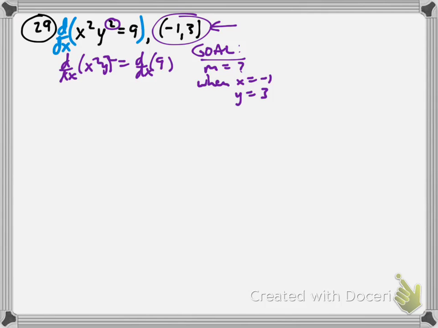So the derivative of this product is the first times the derivative of the second, which is 2y times y prime, plus the second times the derivative of the first with respect to x, which is 2x, equaling the derivative of 9 with respect to x. Well, that's just 0.